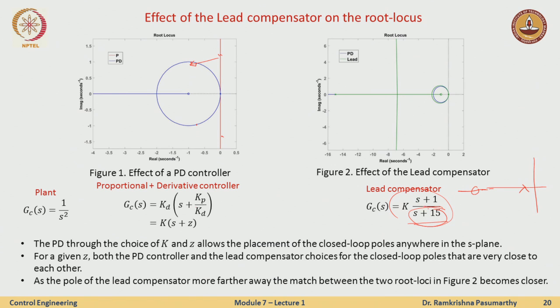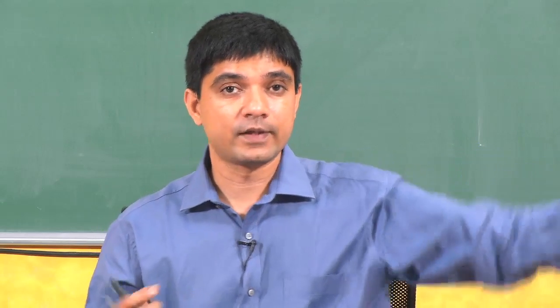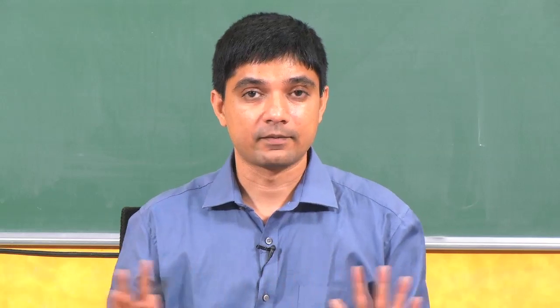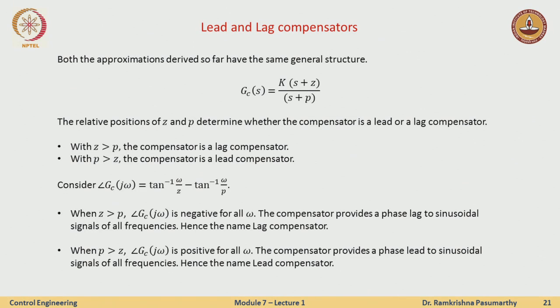So, the reason I add a pole very far away is that the effect of a pole reduces as it goes further and further to the left, as we had seen in the first lecture. So, I will add a pole to make it a proper transfer function, but I will keep it far enough in such a way that it does not really affect the behavior of the system, right.